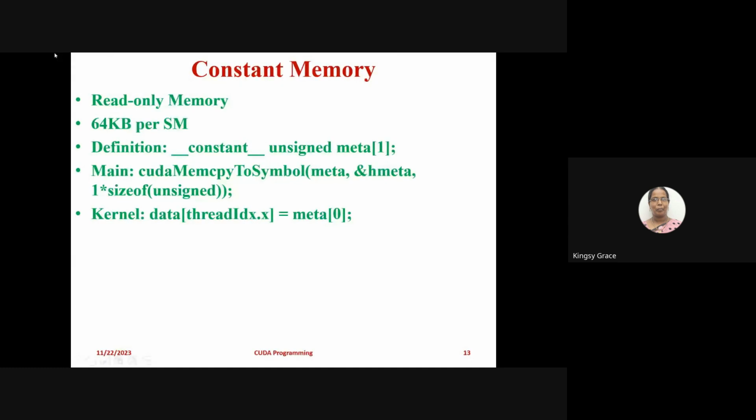Here we are having the constant memory. The constant memory is again a read-only memory. For every streaming multiprocessor, you are having 64 KB. Already we have seen this one: 64 KB constant memory is available in the streaming multiprocessor. Already we have used something constant in some program. You can assign in this way.